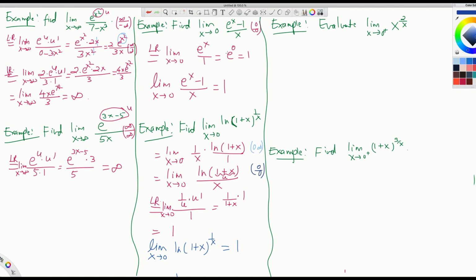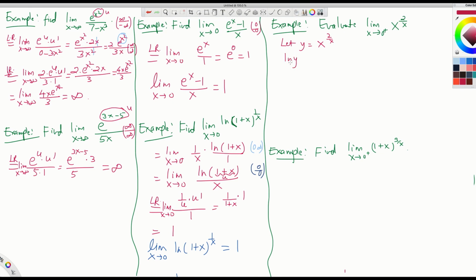Next is an example: evaluate limit x tends to 0 plus, x to the 2 over x. You see that? The base is x. That's okay. But the x is in the exponent too. So in that case, see on this example too, (1 plus x) to the 3 over x. In such cases, what we do is let y equal x to the 2 over x, and then we take natural log on both sides, okay?